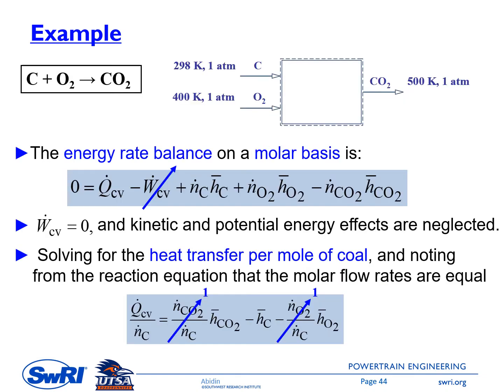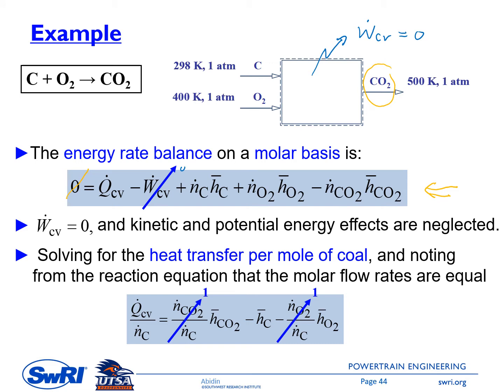So this is the solution. The schematic is at the top of the slide. So we have two inflow streams here. One is carbon and the second one is oxygen. At the exit we have one stream, this is CO2. And then the energy balance on a molar basis for this control volume system is shown in this equation. So at the left side we have a 0 because this is steady state. And then we can assume that there is no work during this process, so W control volume equals 0. So this one is 0.